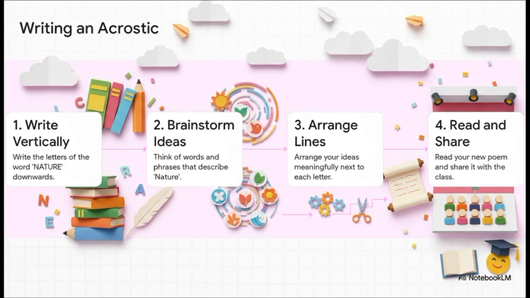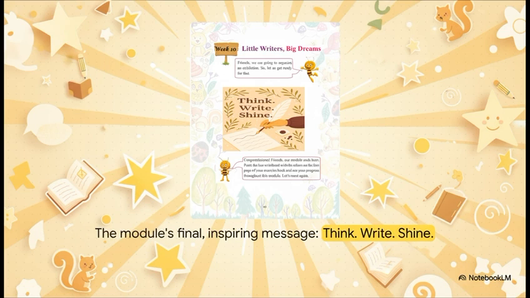It's like, you want to write an acrostic poem? Here's the recipe. 4 simple steps. This approach breaks down what might feel like a really daunting task into these manageable, achievable little actions. This is exactly how you build a young writer's confidence. And the journey wraps up with this wonderfully empowering message. It's not think, write, and get graded. It's think, write, shine. The focus is on that personal glow of creation, on finding your own voice and letting it be seen. It's just a beautiful, positive end to the module.